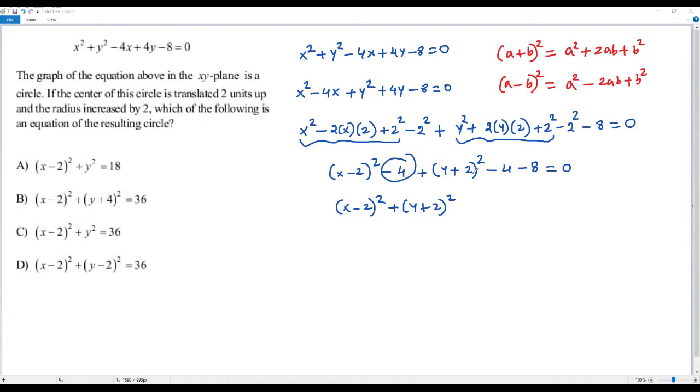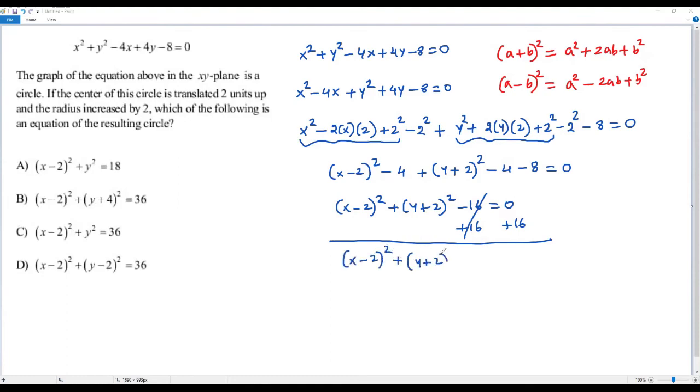Now we can combine this negative 4 and negative 8. I am getting negative 16 equals 0. Okay, now let me add 16 to both sides. When I add 16 to both sides, this negative 16 and positive 16 will cancel out. I am getting (x negative 2) the whole square positive (y positive 2) the whole square equals 0 positive 16, which is 16. And 16 can be written as 4 square.